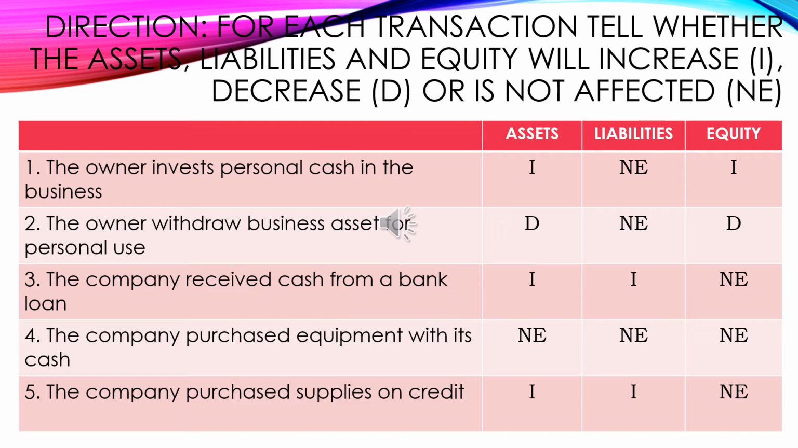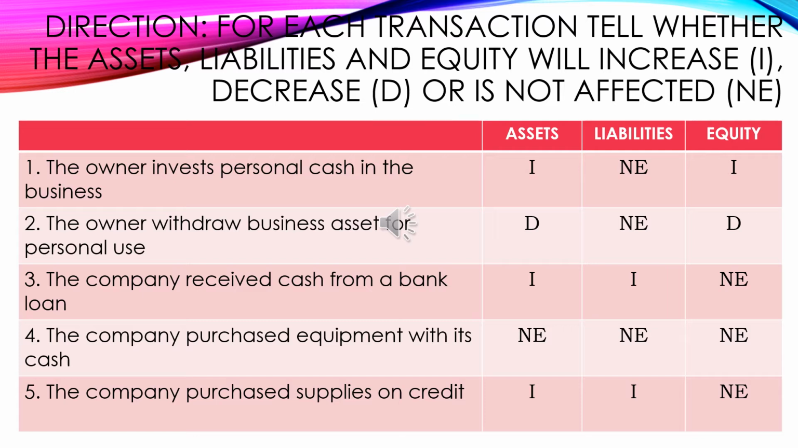For number 5, the company purchased supplies on credit. So that means the company received supplies which will be considered an asset of the business, but it was in the form of credit. So that means that resulted to a future obligation of the business. So that increases the liabilities. So when the company purchased supplies on credit, assets increases and liabilities likewise increases. There is no effect in equity.